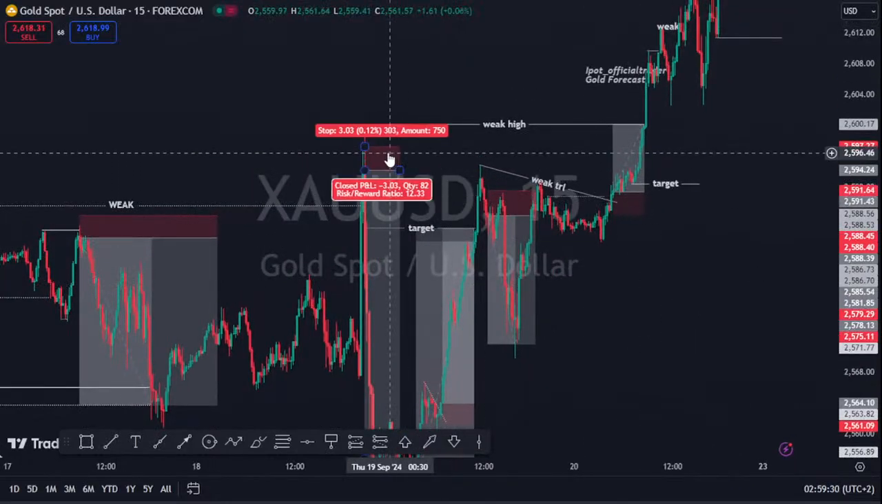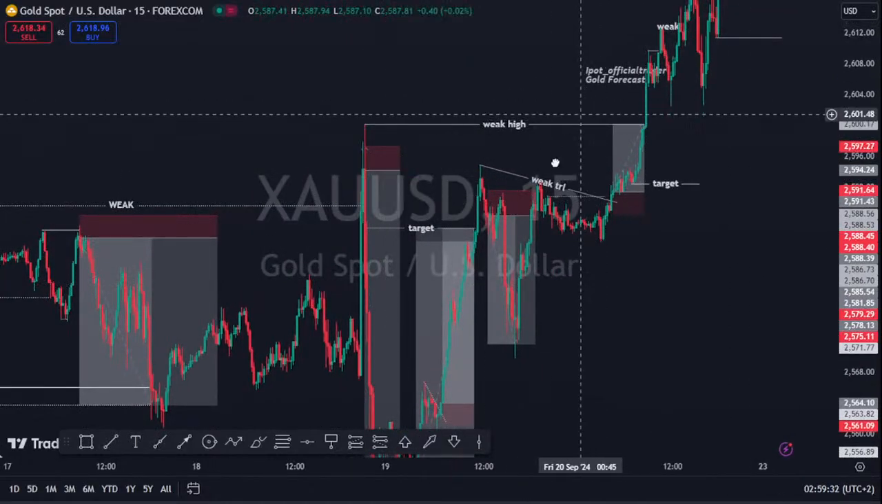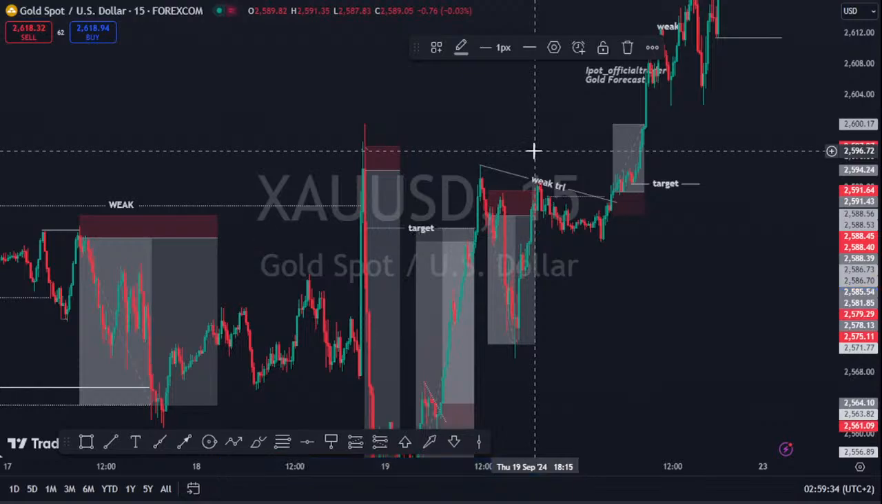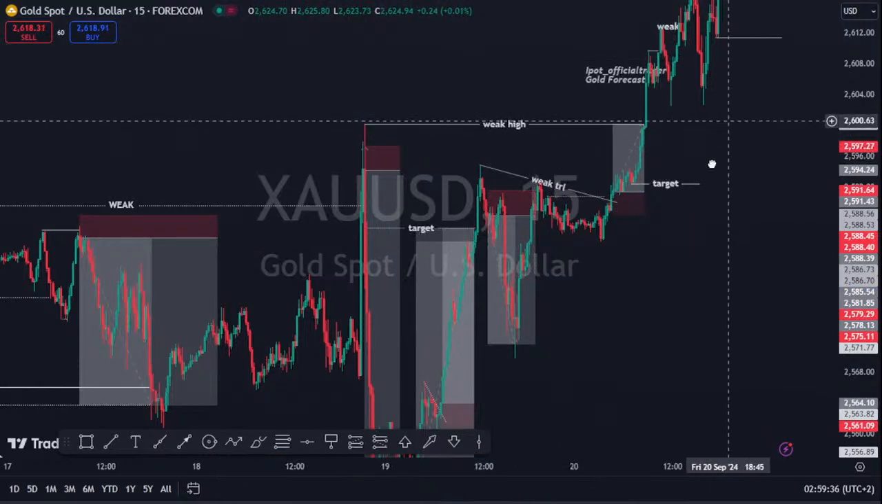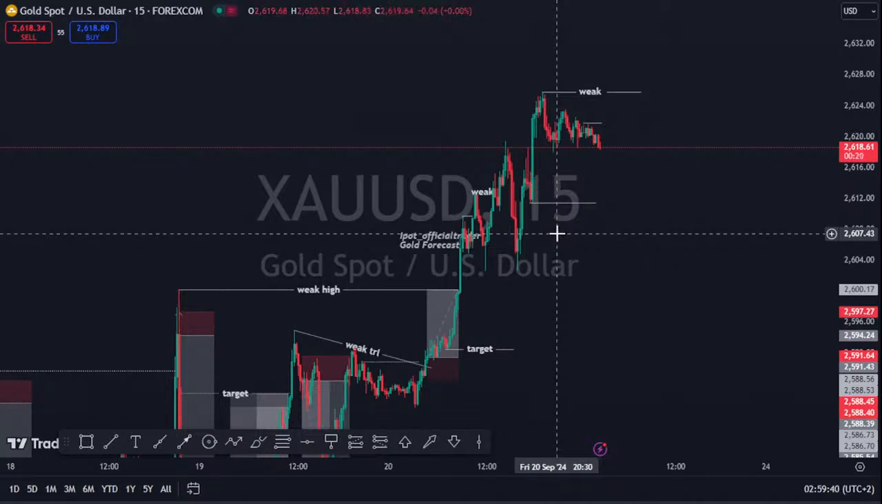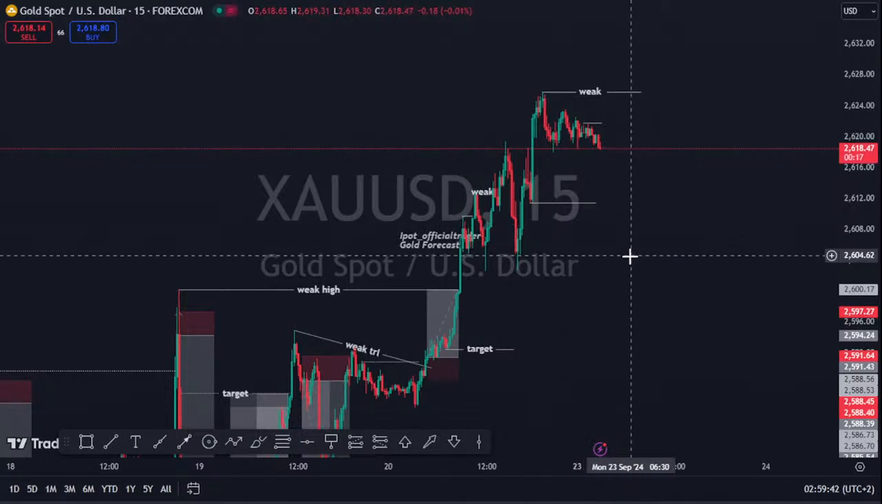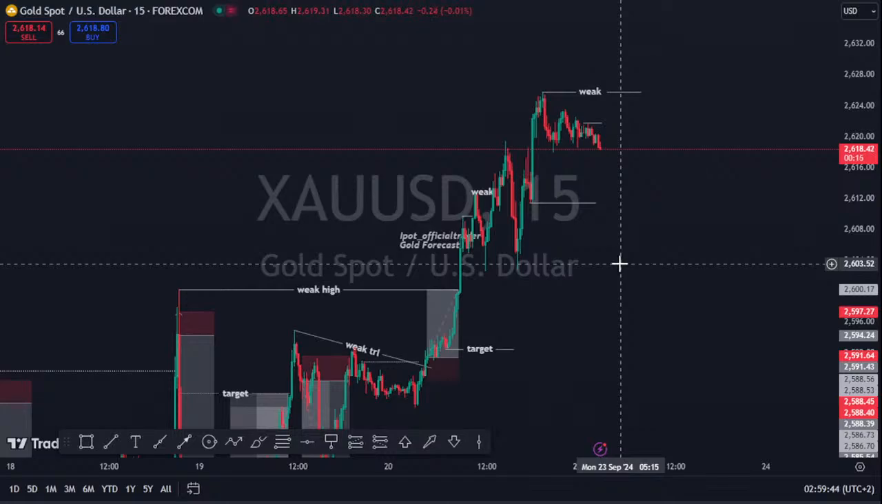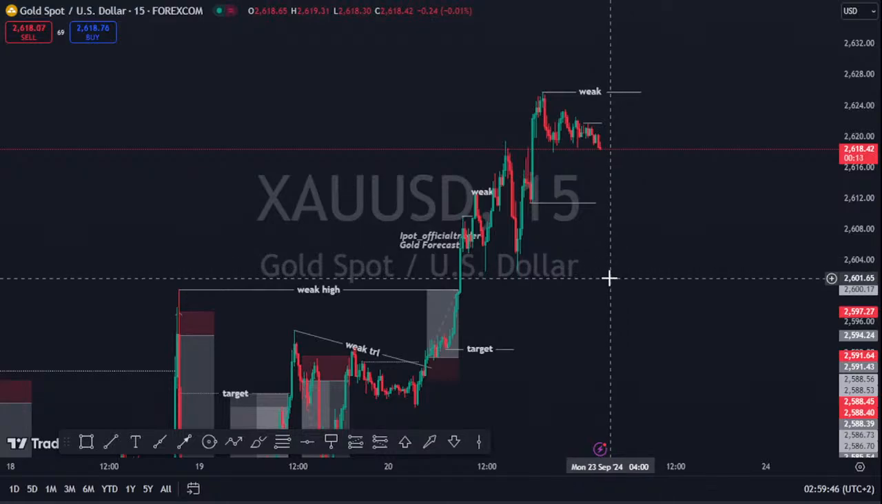So as much as gold keeps on leaving weak highs, we are most certainly not going to be looking at serious drops in price. Even if it drops, it means that no matter what you do, you may have to look at price coming back.